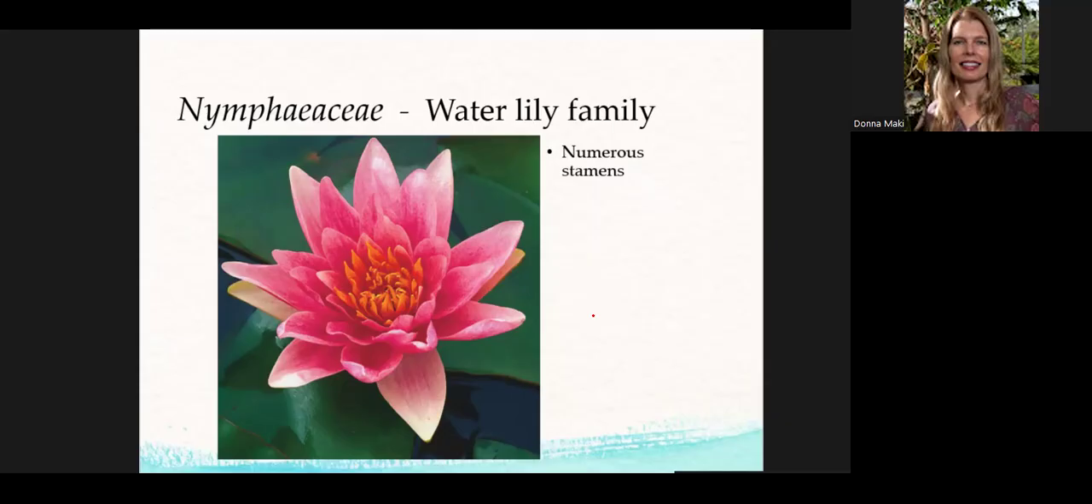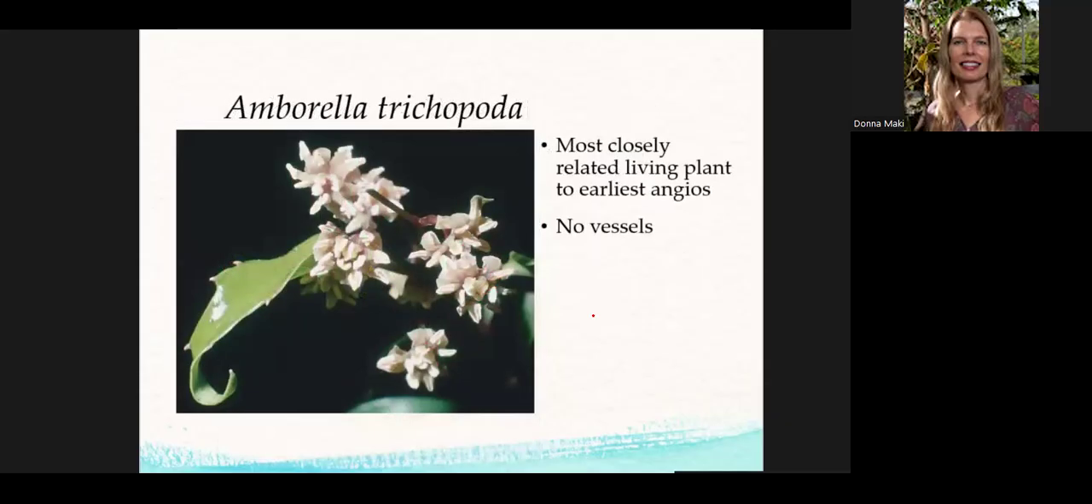And so don't forget that we do have some of these out there too. So this plant, this Amborella, is really ancient. They didn't even come up with vessels yet on this. So this is very ancient. So the vessel shift happened after this plant evolved.